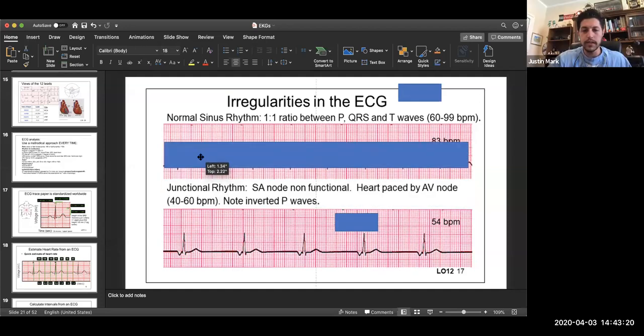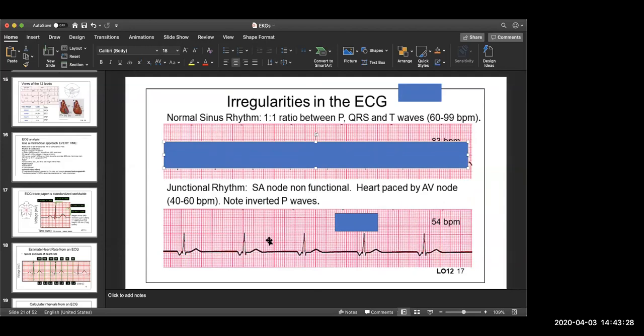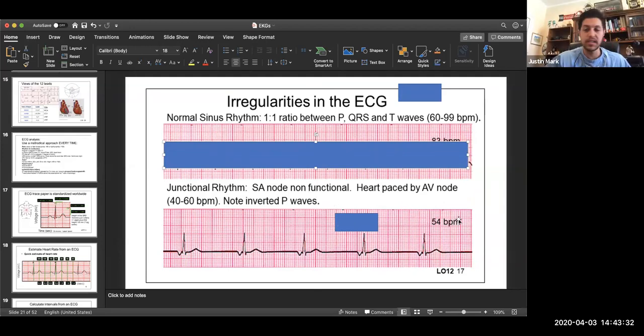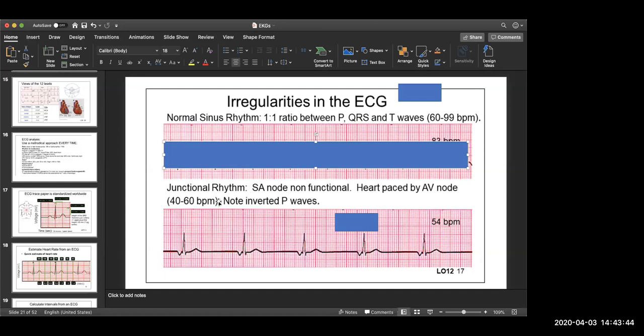So this is kind of fancy, but what's actually going on is that the heart is being paced by the AV node. One thing that tells me that is the actual heart rate itself. We probably know the AV node rate is like 40 to 60. So that fits within that.